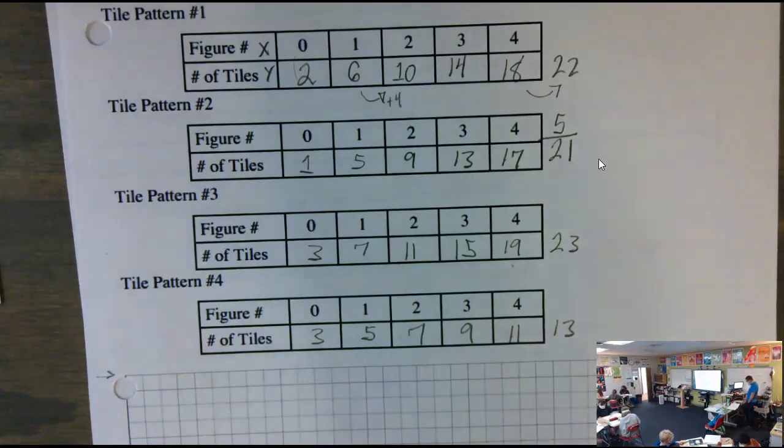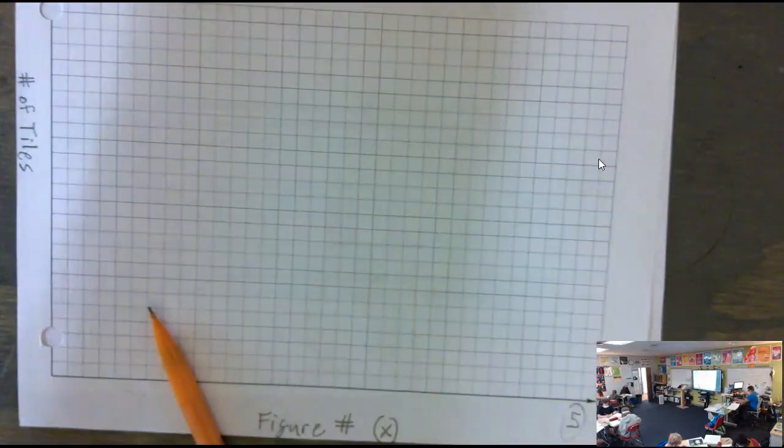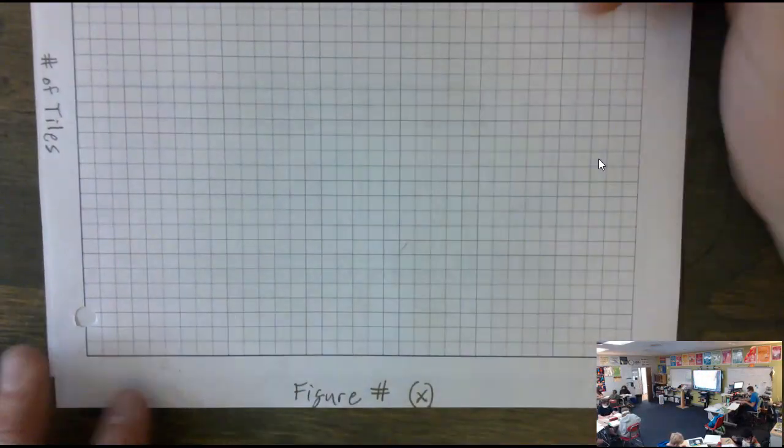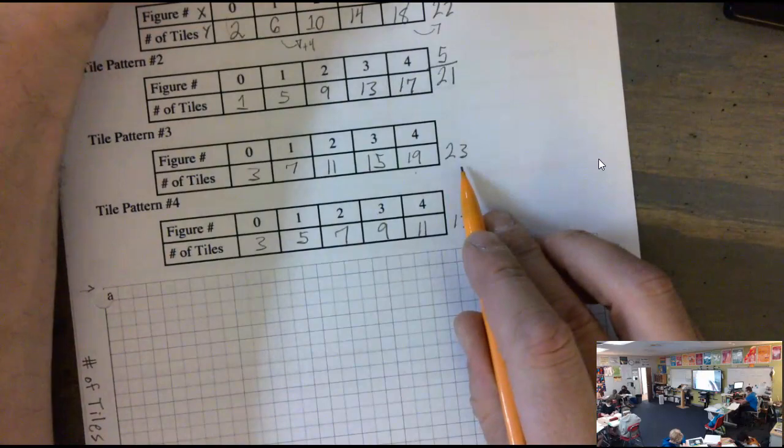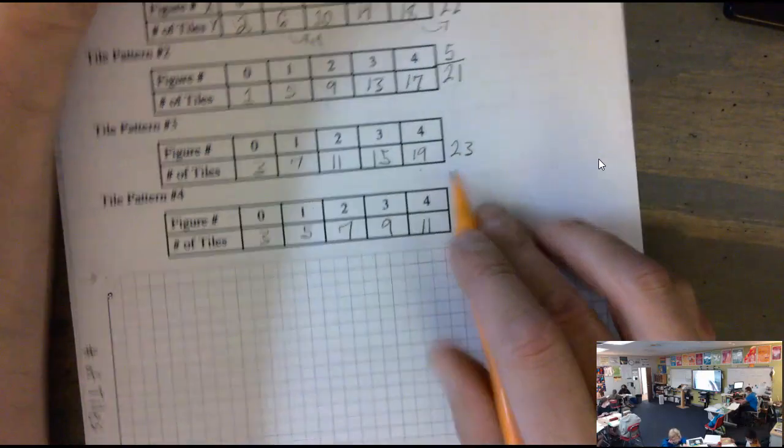Yeah, because we said we want to go to 5 for our X-axis, we might as well figure out what that value is for the 5th figure number. So our max is 23, but what is better than 23? 24. So what'd you scale by?